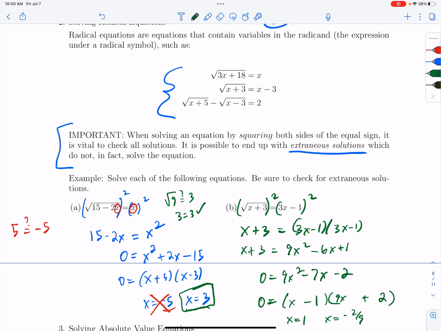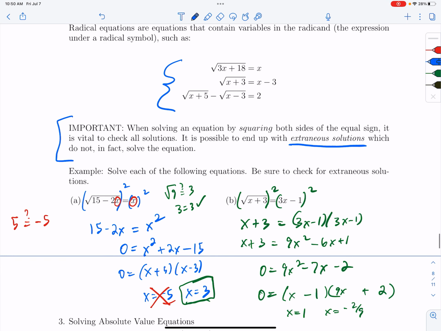When I substitute in 1 here, let's see what we get. On the left side, I get 1 plus 3 is 4, square root of 4. On the right, when I substitute in 1, I get 3 times 1 minus 1, I get 3 minus 1. 2 is equal to 2, so that works. So x is equal to 1.